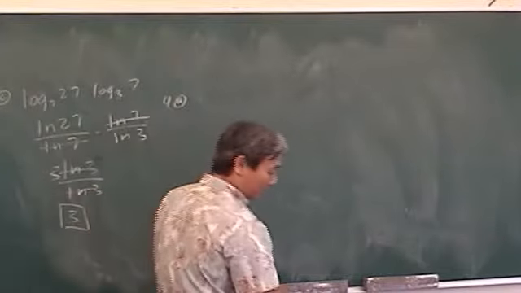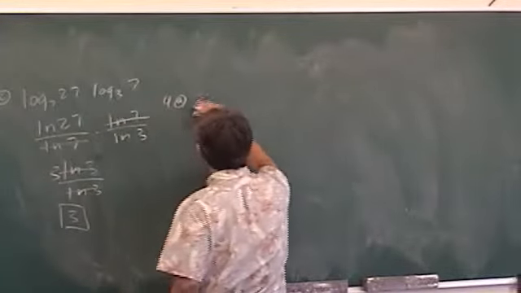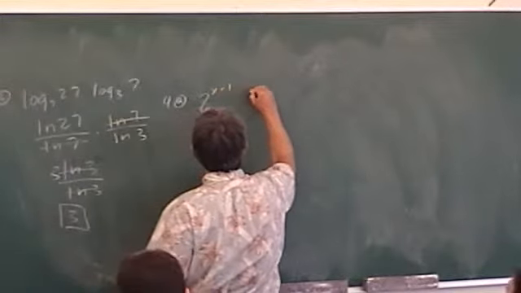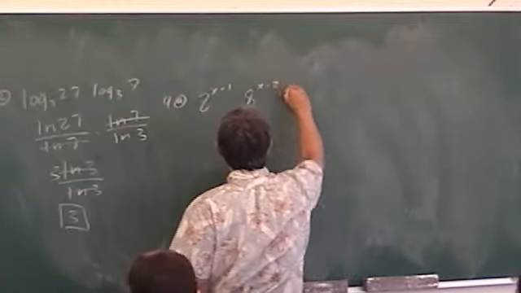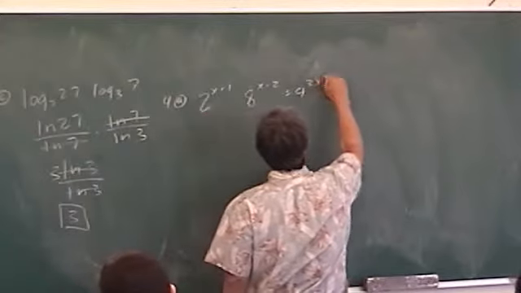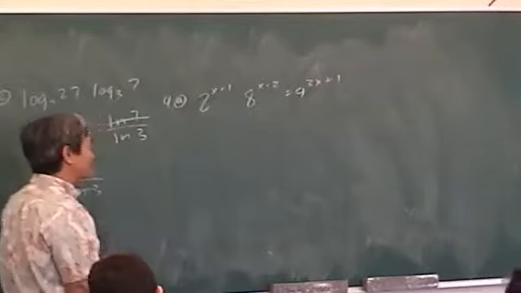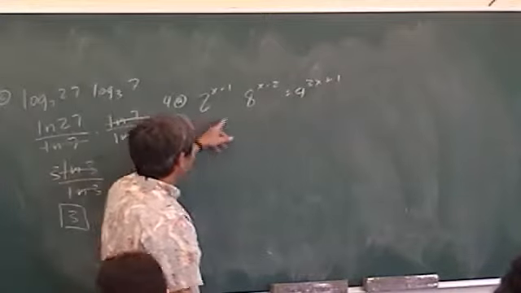4A. Gotta stay in shape. Somebody read me the problem. 2 to the x minus 1 times 8 to the x minus 2 equals 4 to the 3x plus 1. Okay, come on, we did this on the first quiz. We had the same problem, we just changed the numbers. How do you solve this problem?